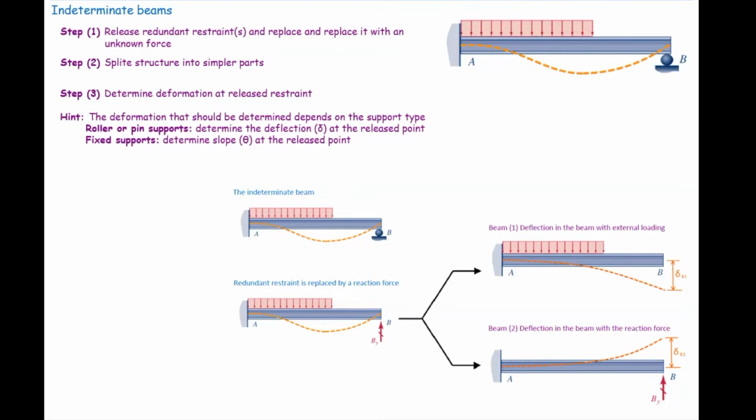Which one should be determined? It depends on the type of support that we have released. If we are releasing a roller or pin support, we need to determine the deflection, or delta, the displacement of that point. If we are releasing the fixed support, then we need to determine the slope of the beam at that point. For this particular problem, we have released the roller support, which means that we need to determine the deflection of the beam at point B.